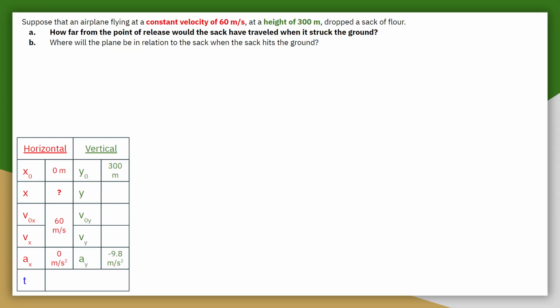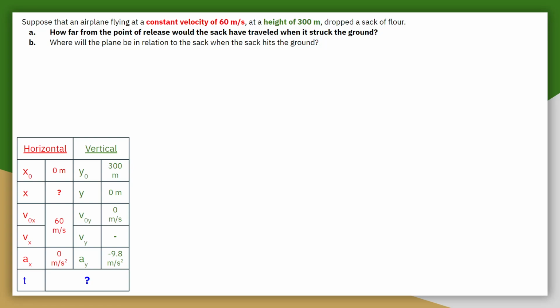Now, the starting position of the sack of flour vertically would be its height of 300 meters, and it ends up on the ground, that final position of 0 meters. Because it's a horizontally launched projectile, that assumption we're making, that means the starting vertical velocity would be 0. And we do not know what the velocity would be the instant the sack of flour strikes the ground. And we are not provided the time.